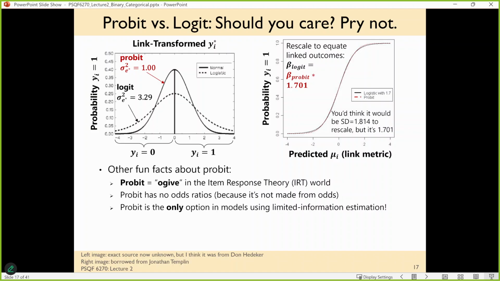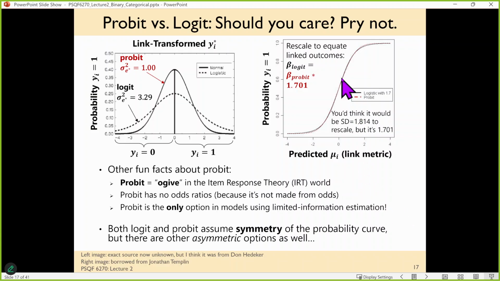Ogive is cumulative probability. It depends on how it's phrased, but in this context, it's just area to the left. So it's like the probit: what is being predicted is the z-score that would correspond to that spot on the normal distribution.